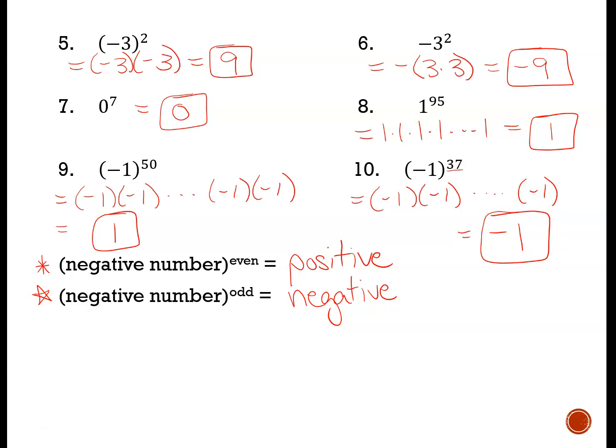So number 9, we'll put that same symbol. It goes along with getting a positive answer. And number 10 is going along with this second statement that when my exponent's odd with the parentheses, I will get a negative answer.